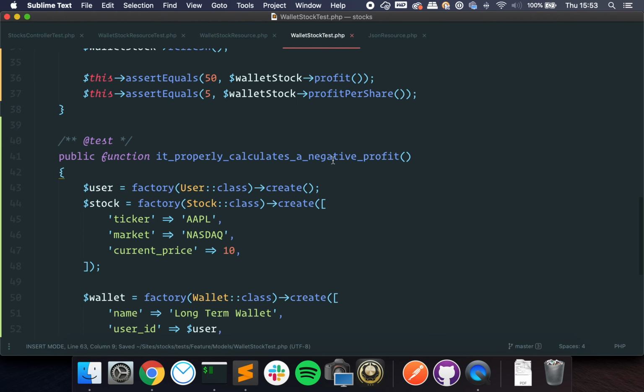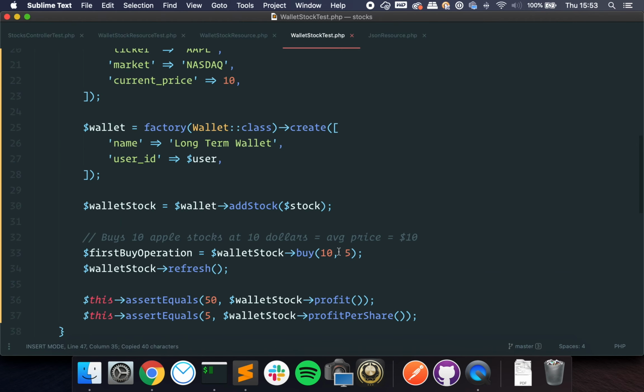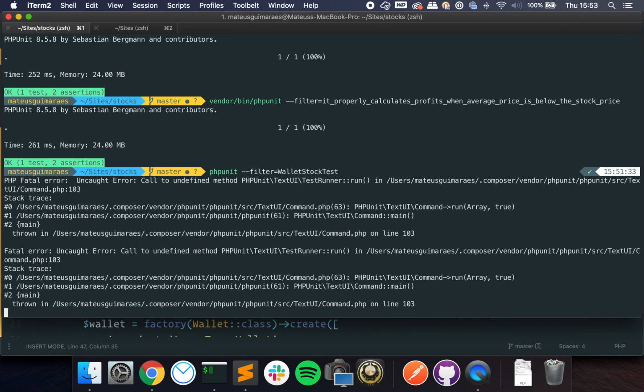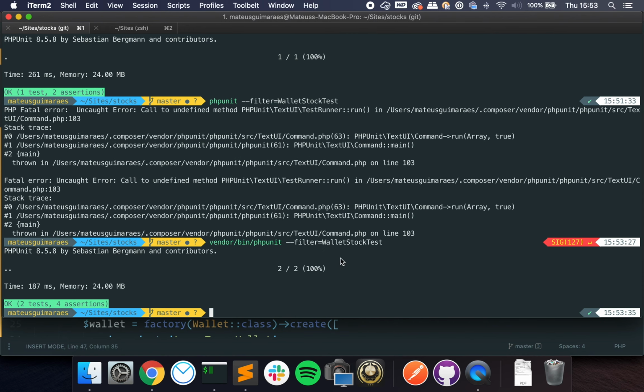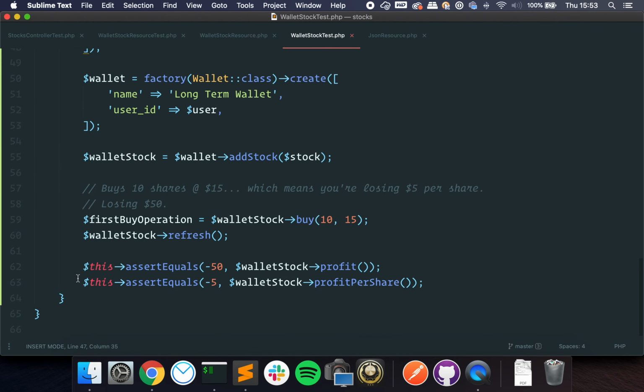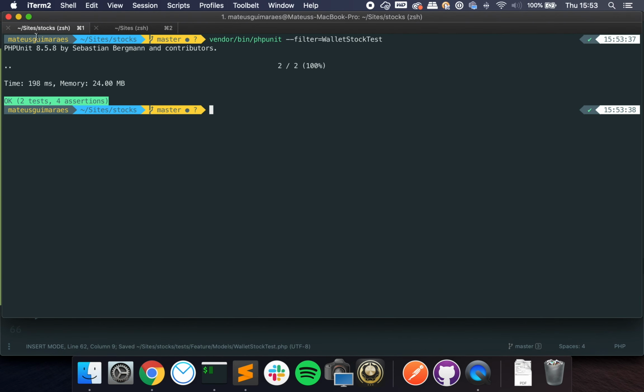Let's run this one. Let's run the whole file. So wallet stock test. Oh, wait a second, I forgot. I'm running on the global. Okay, so we have two tests and they're passing. This one's passing already. That's cool.